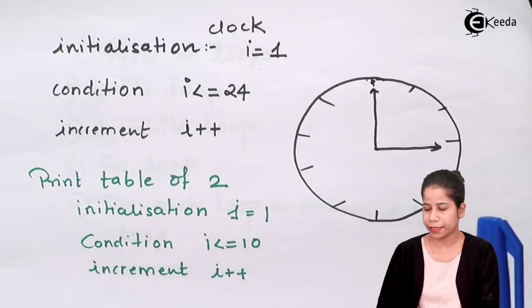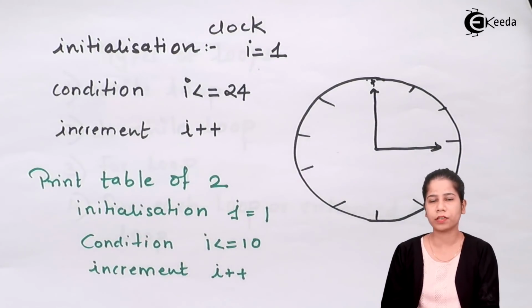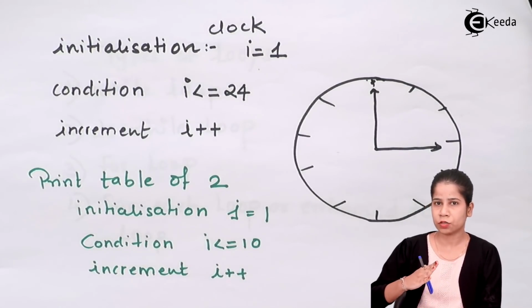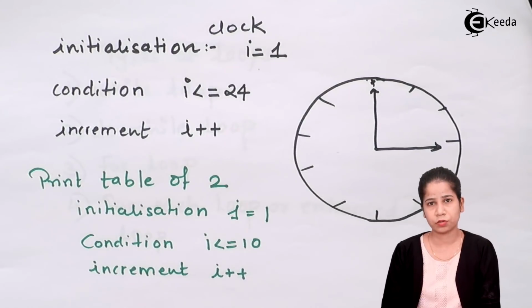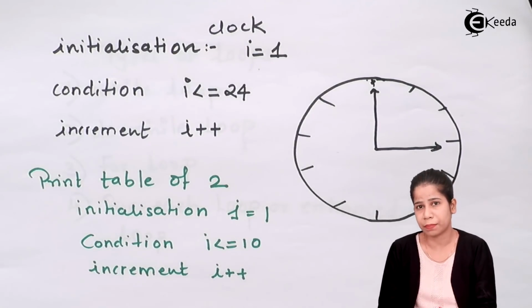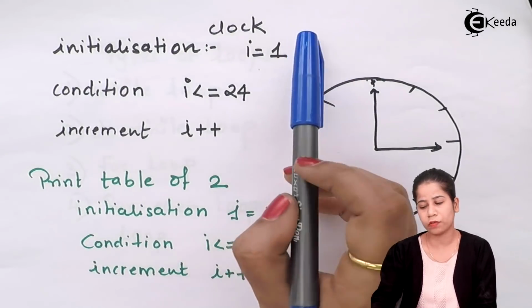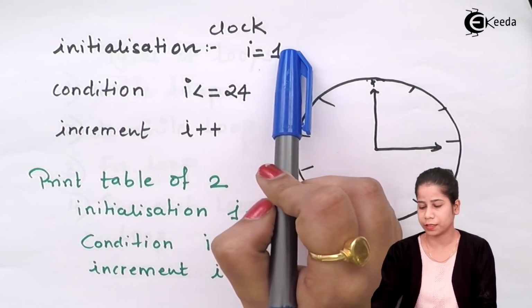So we have a clock. The clock is doing one task repetitively. It ticks after 1 hour, so in a day it ticks 24 times. This is a repetition which happens. My clock always starts with 1, I would say.